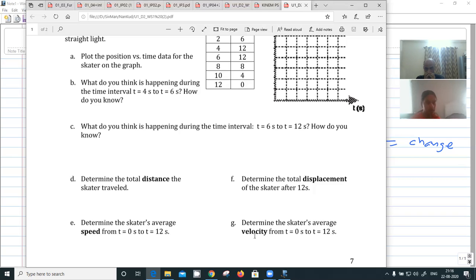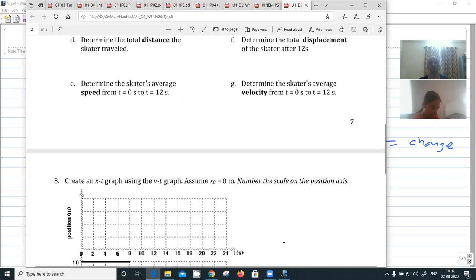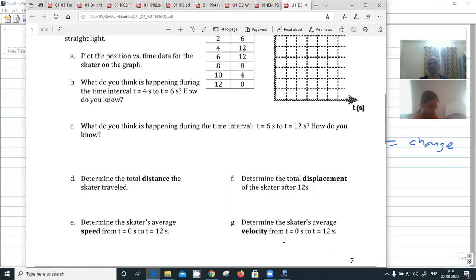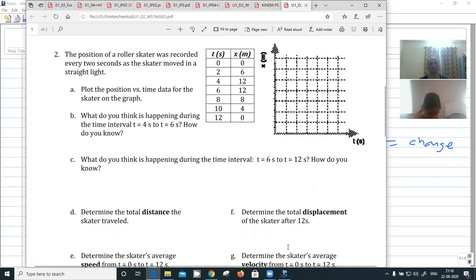Wouldn't it just be like 0 meters over 12 seconds? Yes. So 0 by 12 is how much? 0. Yes. So you'd write 0 meters per second. Yes. Okay.